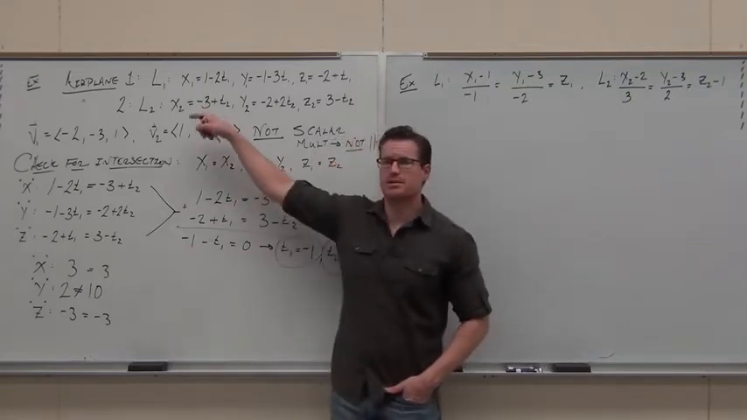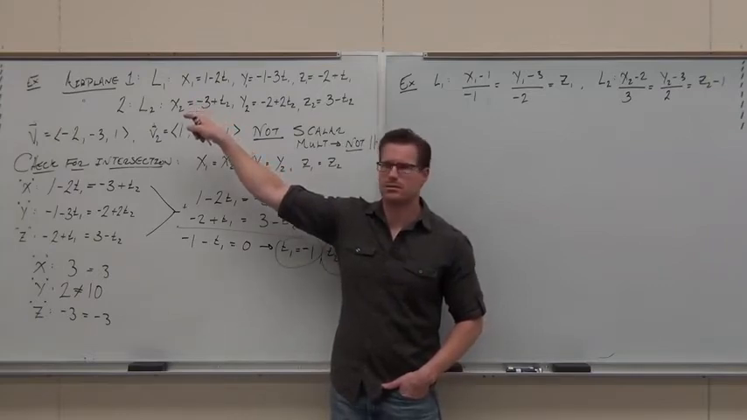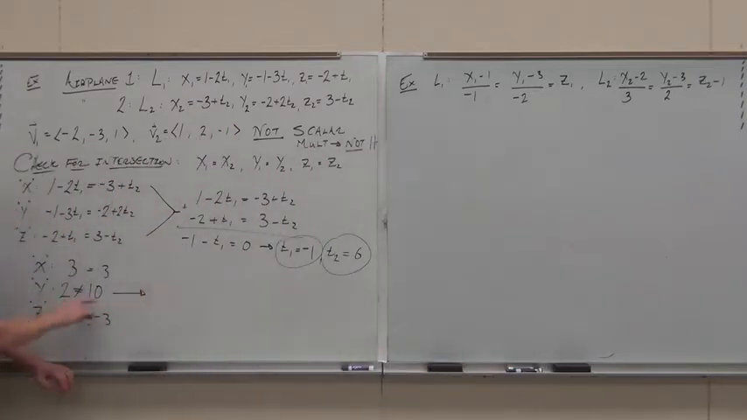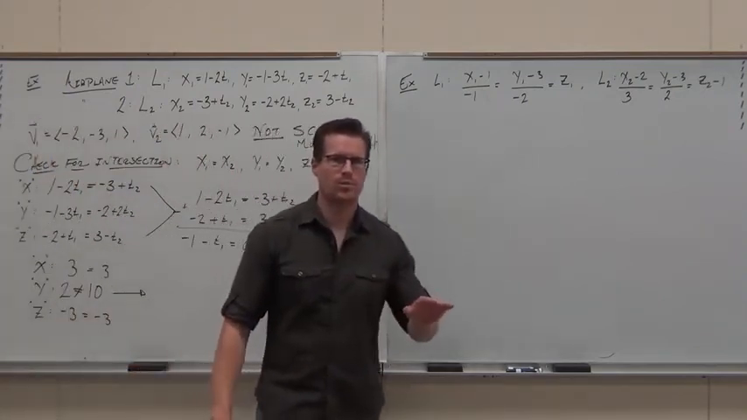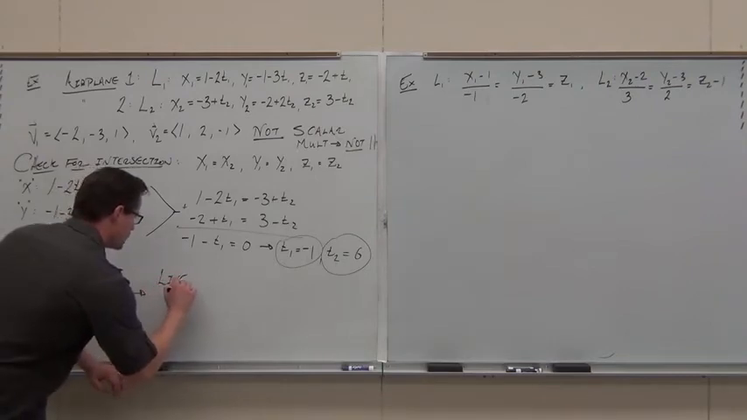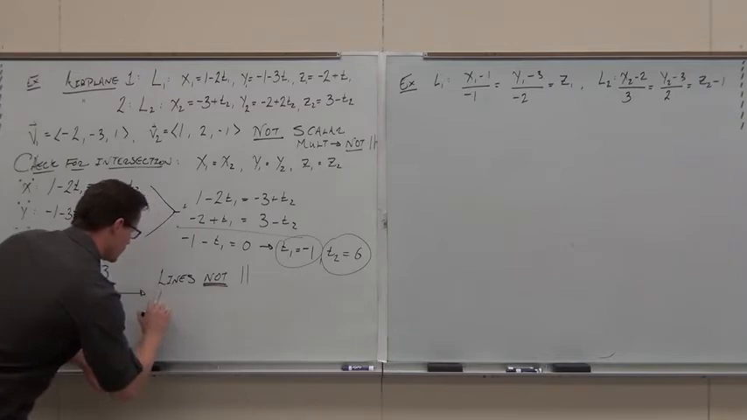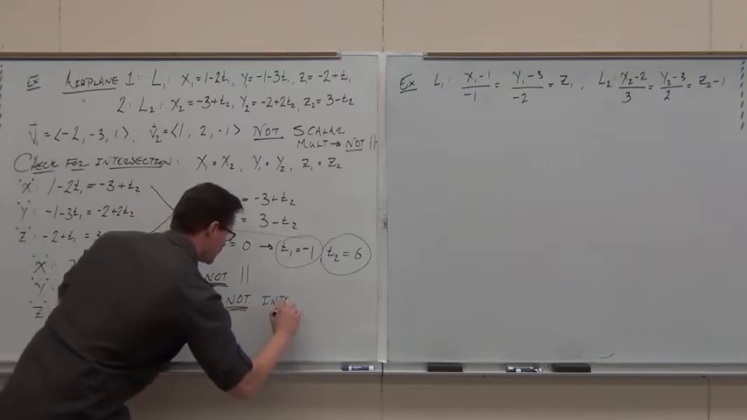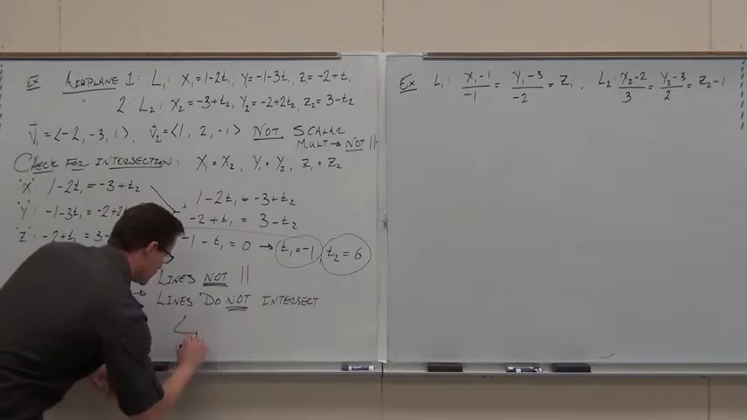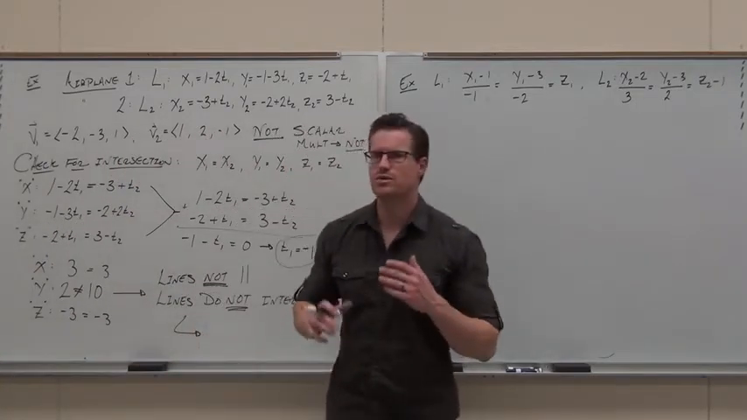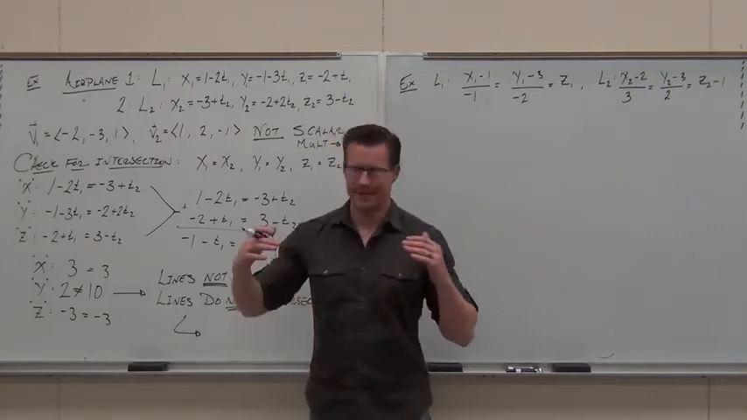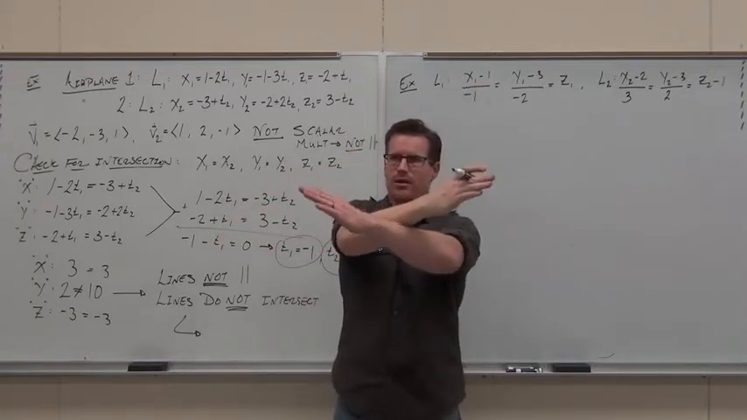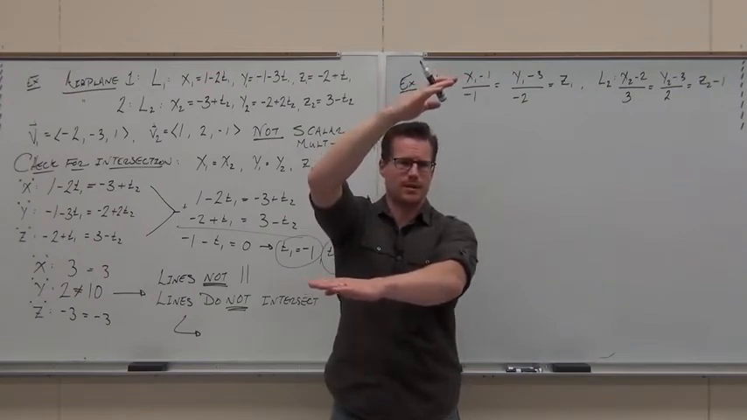Number one thing, were these lines parallel? No. Did they intersect? Yes. When you have lines that are not parallel, and they don't intersect, they look like this. These aren't parallel, they're not the same direction, they're not crossing. Those are called skew. Skew lines happen a lot, all right?